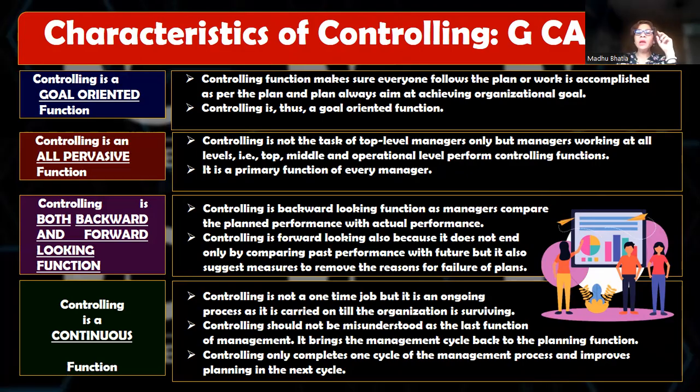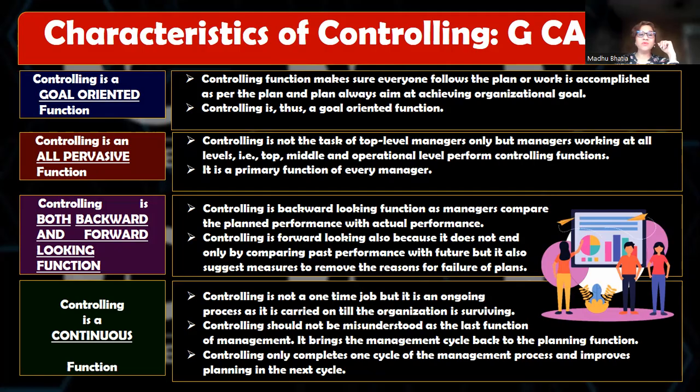The purpose of controlling is to ensure that the goals which were set up in the planning function are achieved. The first step of planning is setting objectives, and the basic reason why we have controlling is to ensure that the goals set up in planning are achieved. So controlling is a goal-oriented function, and its goal is to achieve the goals which were set up in planning.